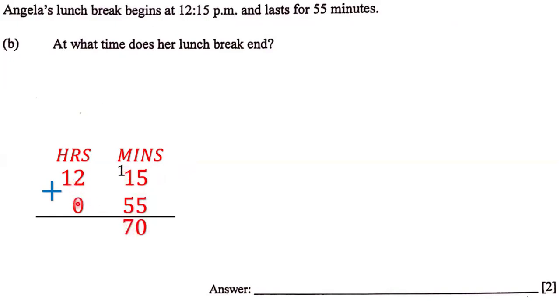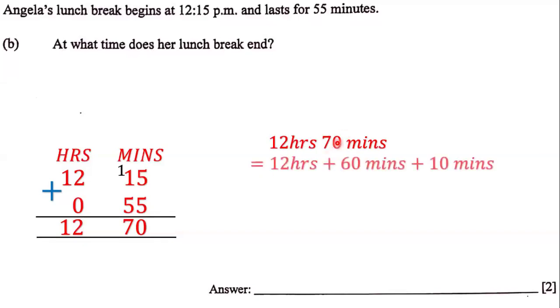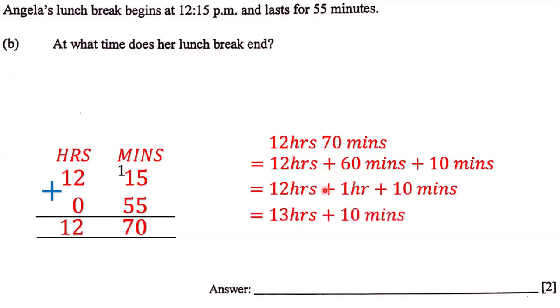And so 12 hours plus 0 is going to be 12. So it's going to be 12 hours and 70 minutes, and we know that 1 hour is 60 minutes. So we're going to take 70 minutes and break it apart. It's going to be 12 hours plus 60 minutes plus 10 minutes. We're going to take this 60 minutes and express it as 1 hour. And so we have 12 hours plus 1 hour plus 10 minutes. This is going to be 12 plus 1, which is 13 hours, plus 10 minutes. And so that's going to give us 13:10.